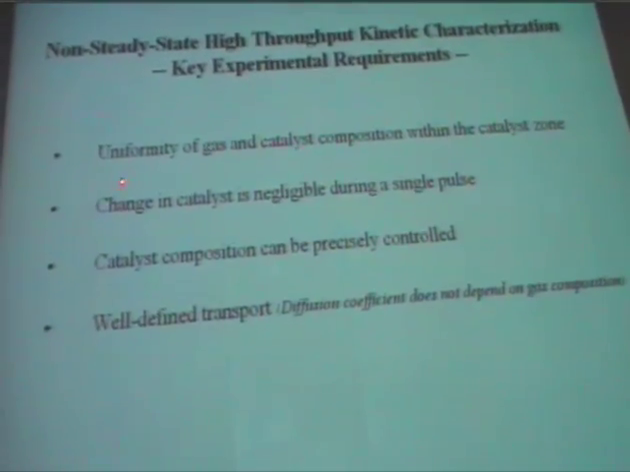And what are our requirements? Uniformity of gas and catalyst composition within the catalyst zone, otherwise we don't know what our catalyst is. Then the change in catalyst is negligible during a single pulse, but catalyst composition can be precisely controlled, and we have well-defined transport, with a diffusion coefficient that doesn't depend on gas composition. So in fact, temporal analysis of products is a methodology of insignificant pulse-by-pulse change of catalyst. Pulse by pulse you're changing. From a scientific point of view, it's just a differential method. We can even say it's calculus, invented by Isaac Newton. Okay.